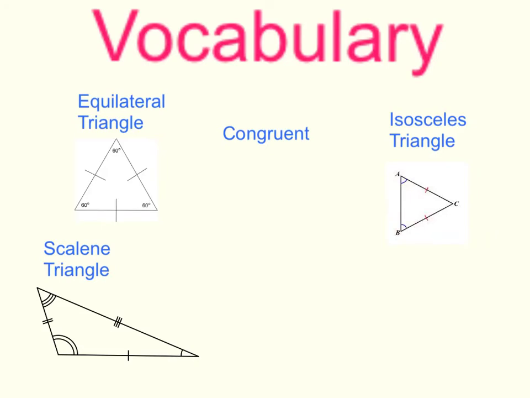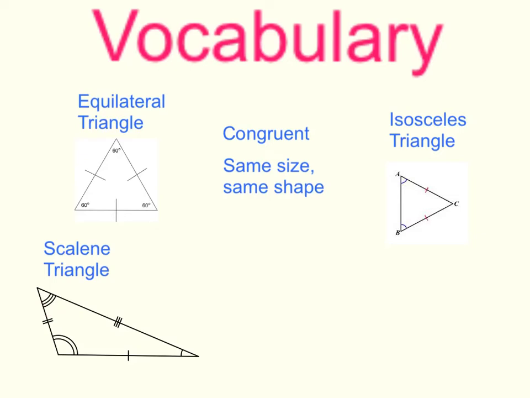Scalene triangle. A triangle with sides of three different lengths. The three angles of a scalene triangle have different measures. So this side is different than this side, which is different than this side, and this angle is different than this angle, which is different than this angle. They are indicated by a different number of lines in each area to show you that they are not the same.